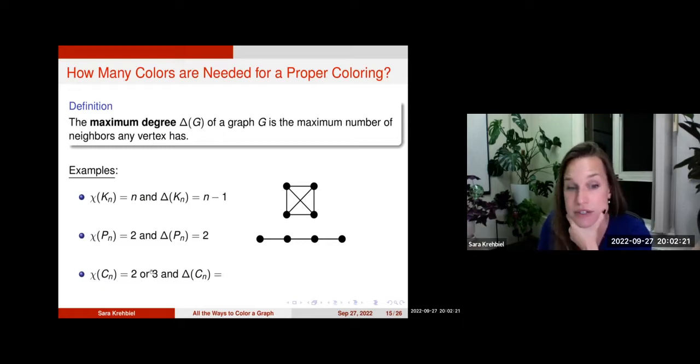In a cycle, it depends on the parity of the number of vertices whether I'm going to need 2 or 3 colors. But if you just visually think about a cycle, you can convince yourself that all of those vertices have exactly 2 neighbors. So the max degree of a cycle is 2.